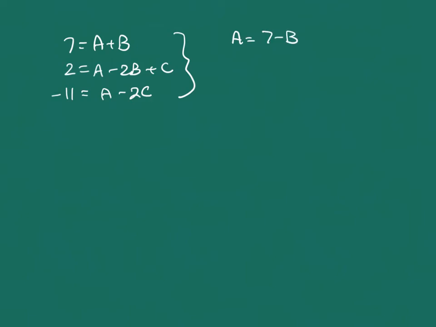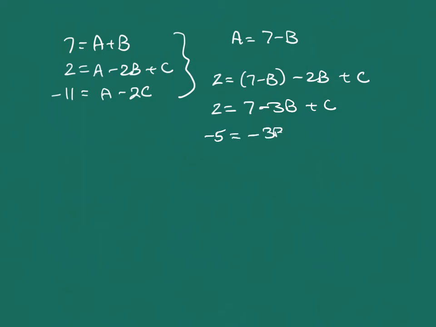So now if I substitute into the other equations, I have 2 is equal to 7 minus b minus 2b plus c. So if I simplify this, I have 7 minus b minus 2b is minus 3b plus c. So I move the 7 over to the other side. So 2 minus 7 gives me a negative 5, and I have a minus 3b plus c.